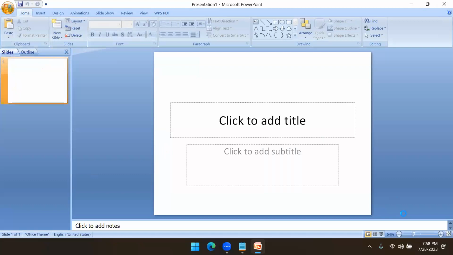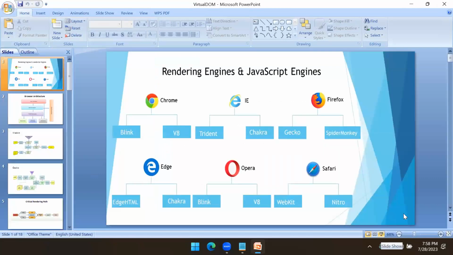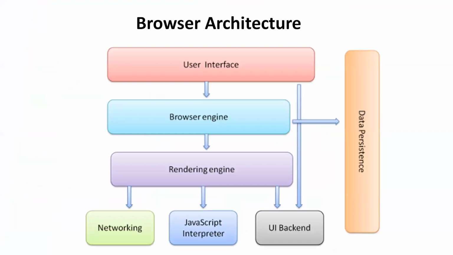This is the browser architecture. Every browser has these components. This is the basic browser architecture. So every browser like Chrome, Safari, Firefox, Edge, all these browsers internally have this. This is the technical architecture of a browser.